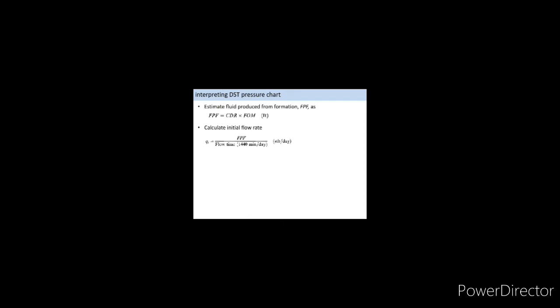Now we'll estimate the fluid produced from formation, that is FVF. So we take feet of mud into CDR. CDR is the drill collar capacity, that is in barrel per feet, into feet of mud. So feet will be cancelled and we'll only get barrel. So it gives the volume of the formation fluid that is filled in the drill string after the first flow period. So that volume is FPF.